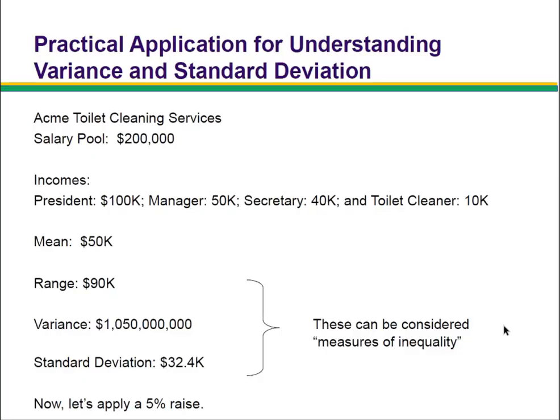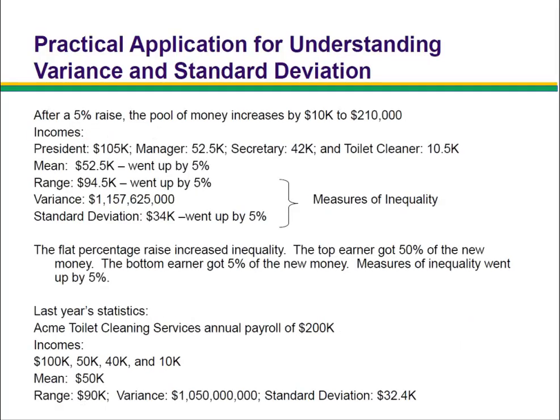The variance is over a billion, but that's in square dollars. But the standard deviation is 32,400. Now the company budget goes up by 5%, so they give everyone a 5% raise. So now the president becomes 105,000, and the manager goes up by 2,500. The secretary goes up by 2,000, and the cleaner gets $500 more.